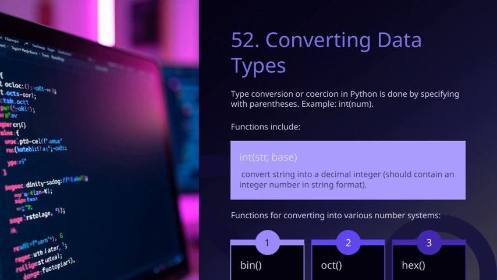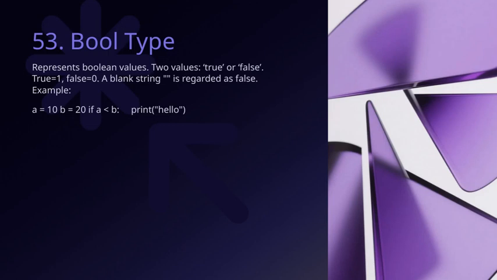And of course, type conversion or coercion in Python is straightforward. You just use parentheses like int(num) to convert a variable to an integer. This is a key concept because understanding how to switch between data types is essential for effective programming. Overall, mastering these conversion functions is crucial for handling various data formats and ensuring your programs work seamlessly across different systems and data sources.